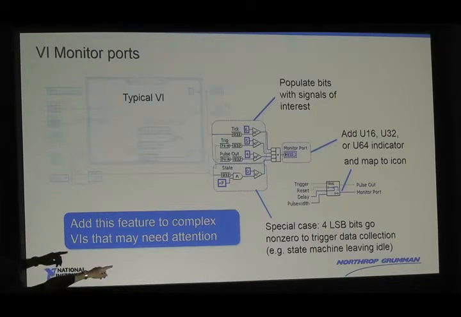VI icon, you show that little monitor port down at the bottom. I use a special case for the state of a state machine in the least significant bits so that I've got a standard way to set up triggering. When the state of that VI goes from idle to something else, that state will go from 0 to something else, and I can detect that and trigger the data collection to occur at that time, or slightly before that time.